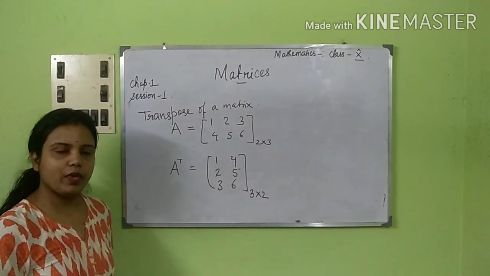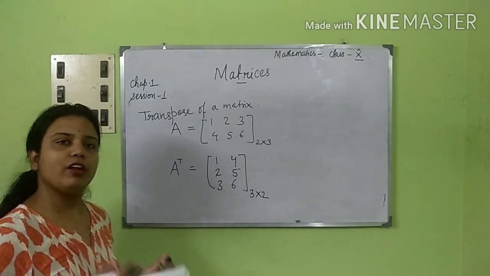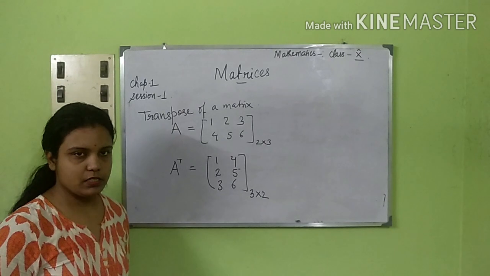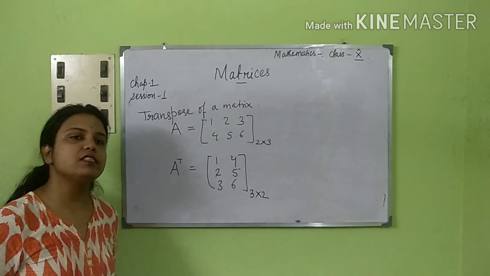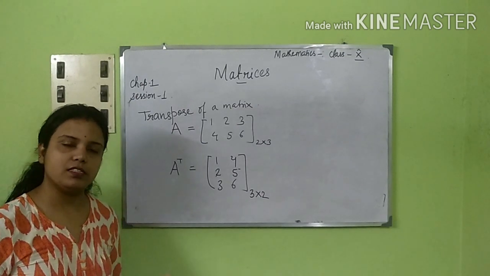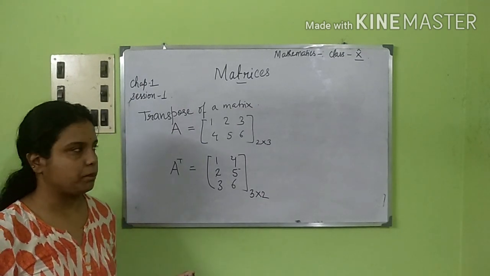Have you understood the way that I did? It can happen for any matrix, square matrix, any type of matrix. For an identity matrix it remains the same. There is no change in the identity matrix. The transpose of the identity matrix remains the identity matrix.